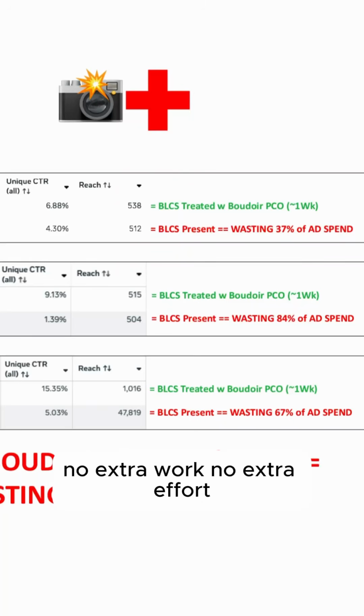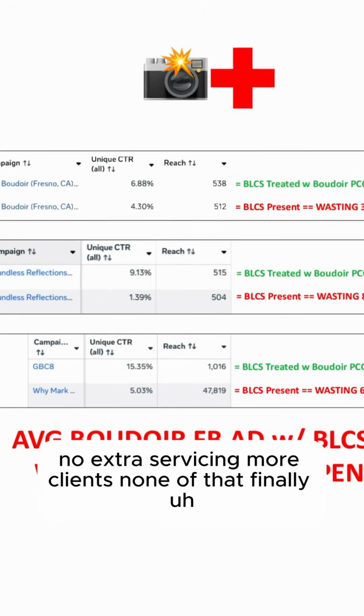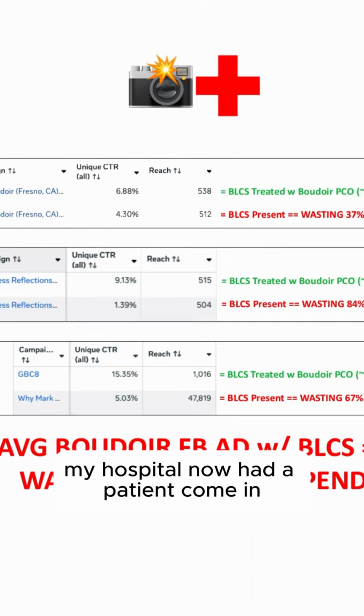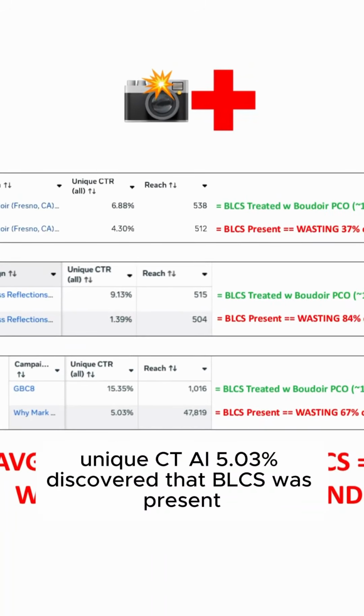No extra work, no extra effort, no extra servicing, no more clients, none of that. Finally, my hospital now had a patient come in with a unique CTR all of 5.03%, and we discovered that BLCS was present.